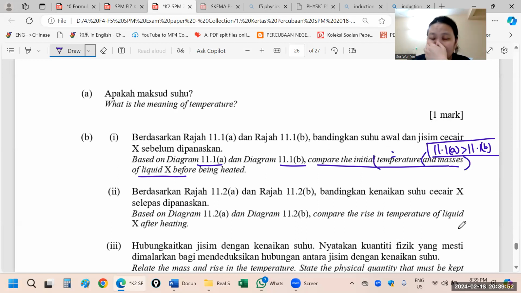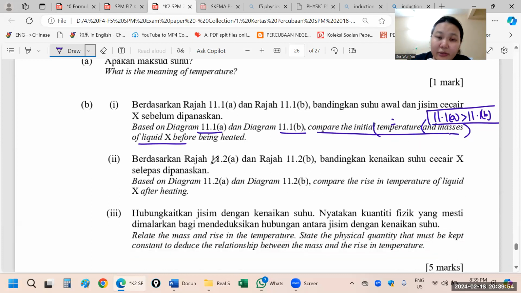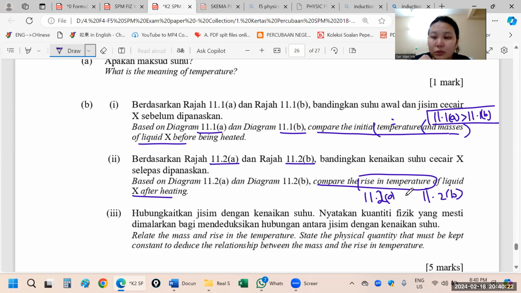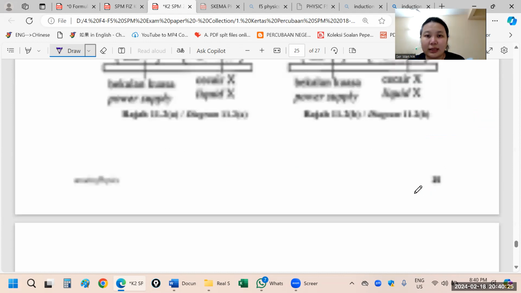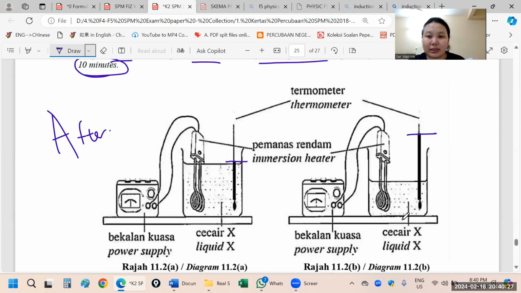Make sentence. Then they say 11.2A and 11.2B. Compare the rise in temperature of liquid after heating. The rise of temperature means which one will rise more? Obviously, 11.2 AB. Obviously, 11.2 rises up more.